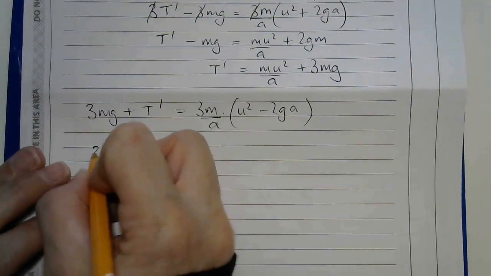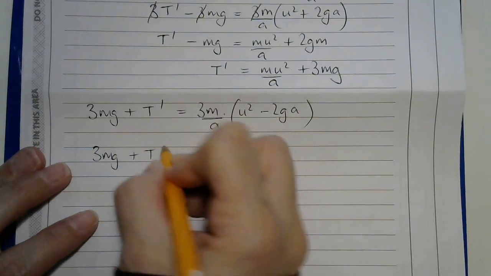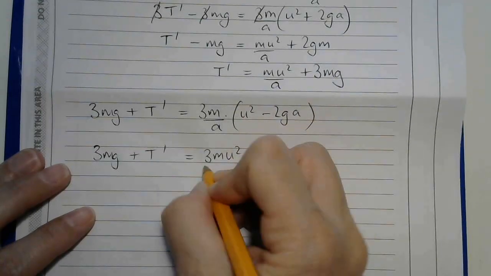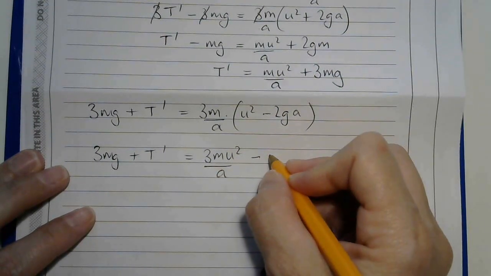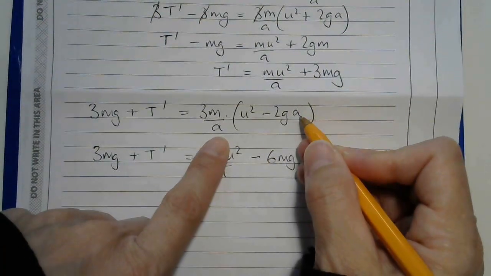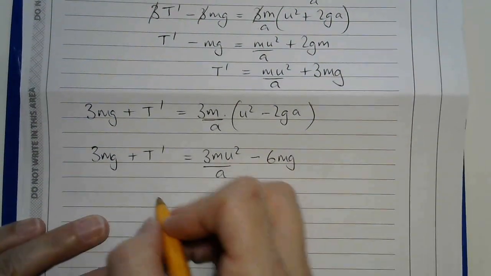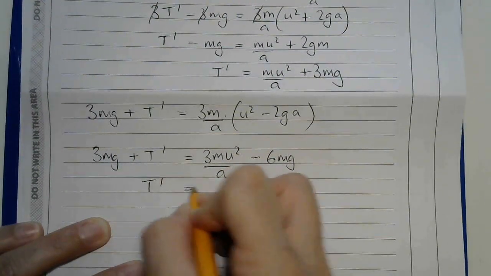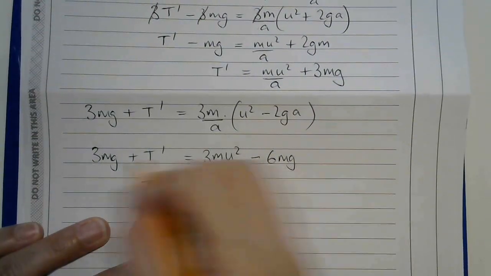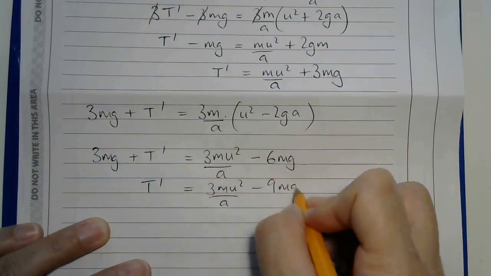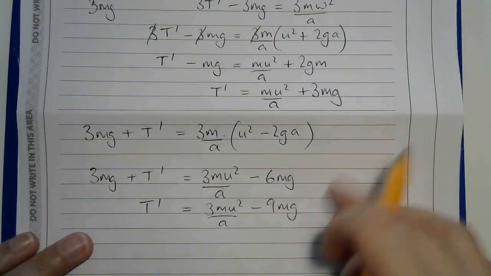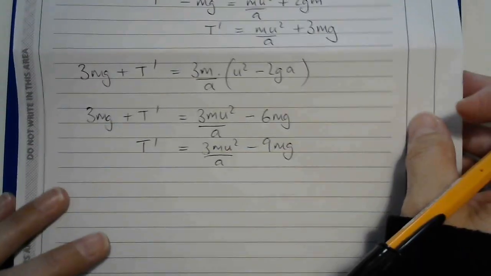Okay, using these two equations together. So I've got 3mg plus T dash equals 3m u squared over a minus 6mg, multiplying out this, so because the a's cancel here, and so then I get T dash is 3m u squared over a minus 9mg.